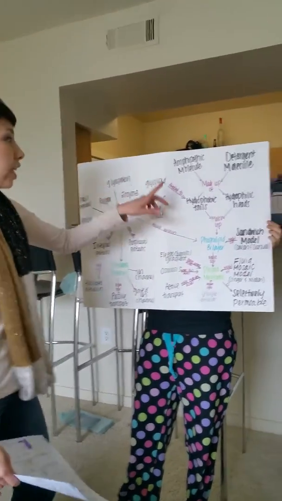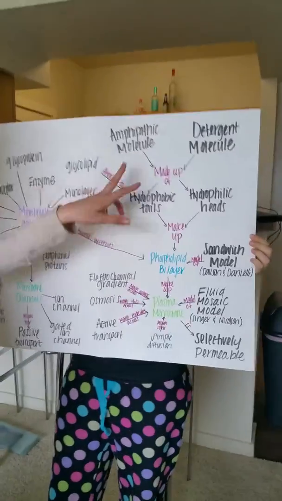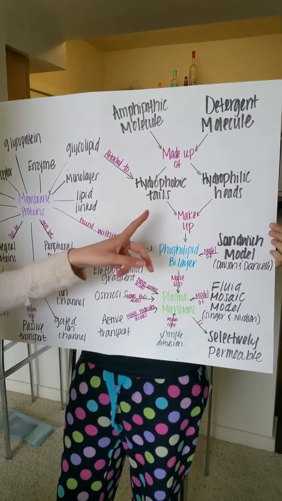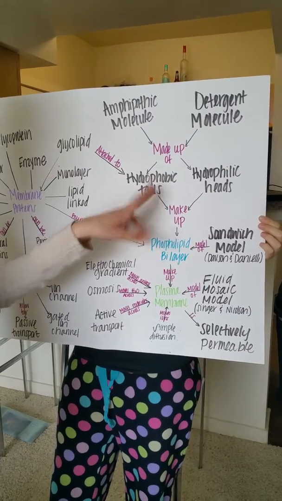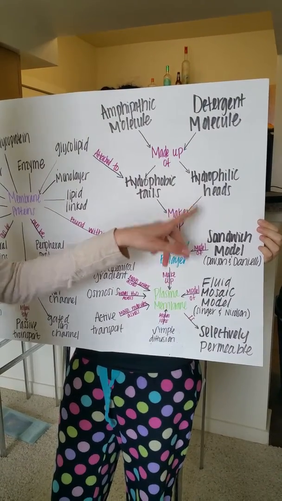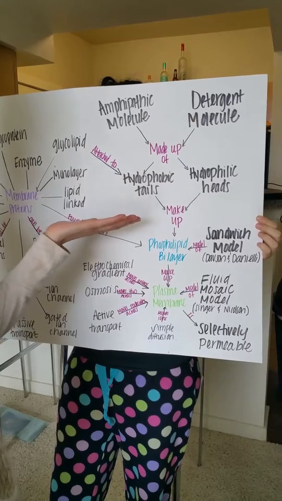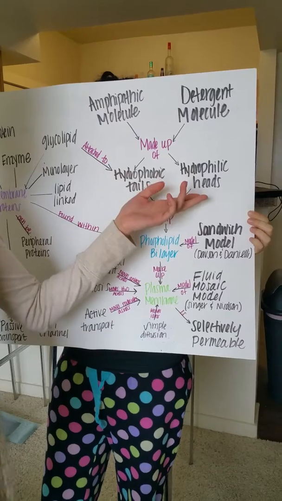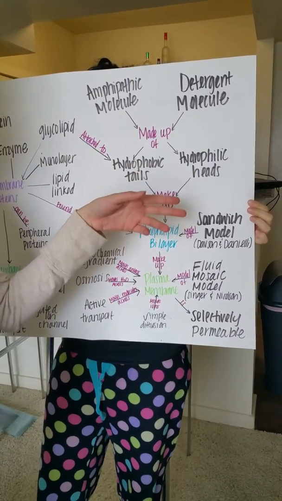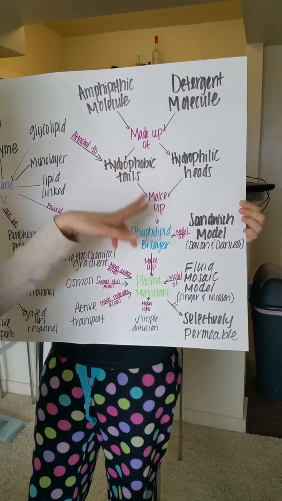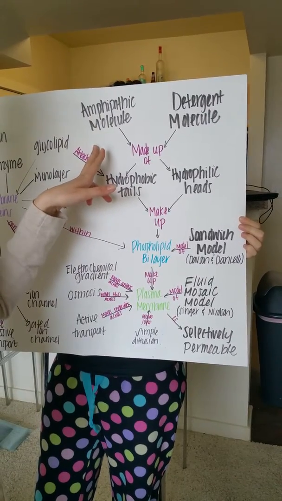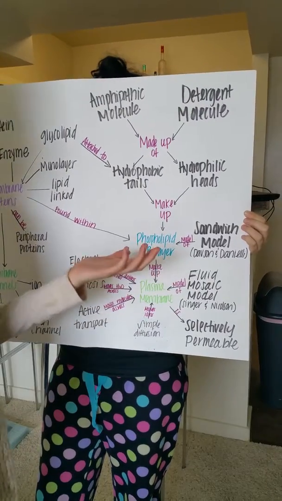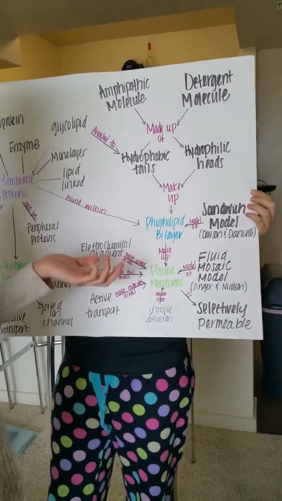I'm going to start over here talking about the amphipathic molecules. An amphipathic molecule is made up of both a hydrophobic region as well as a hydrophilic region. Hydrophobic means that it is afraid of water, as opposed to hydrophilic, which is a water-loving molecule. A type of amphipathic molecule is a detergent molecule, which is a soapy substance used to solubilize membrane proteins.